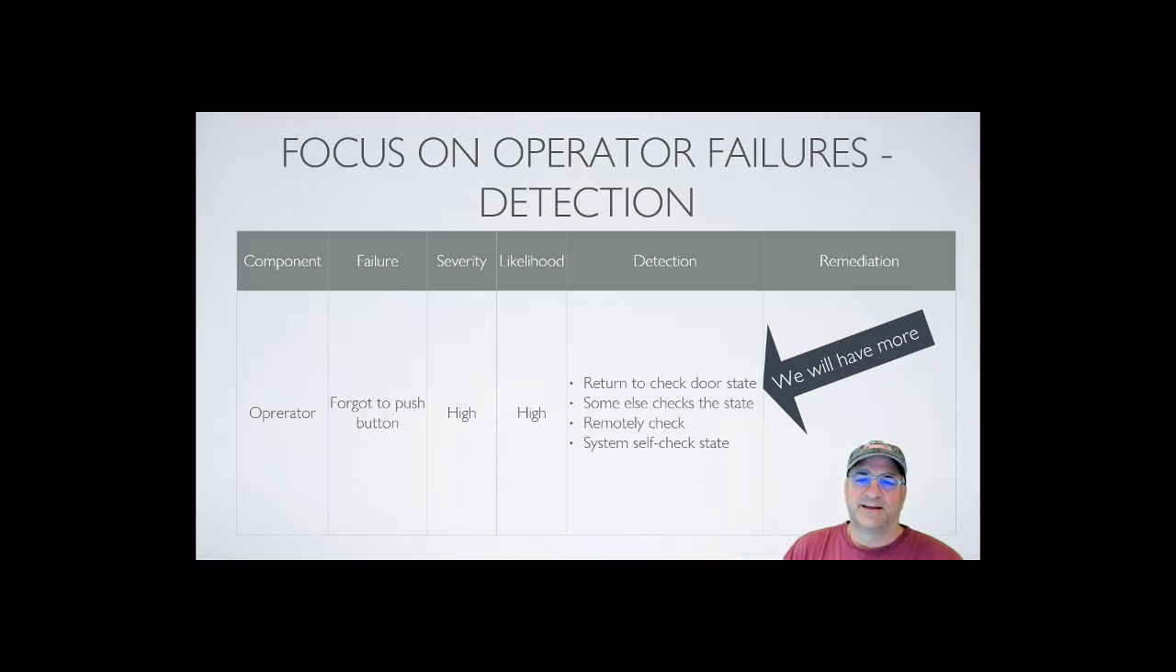I could remotely check. I actually did this at our house. I put a camera in the garage so I could see the doors, but we'll cover that in a minute. Or the system could check it itself, right? We'll talk about it in a minute, but the door might check its own status and report it somewhere. But let's look at them, right?